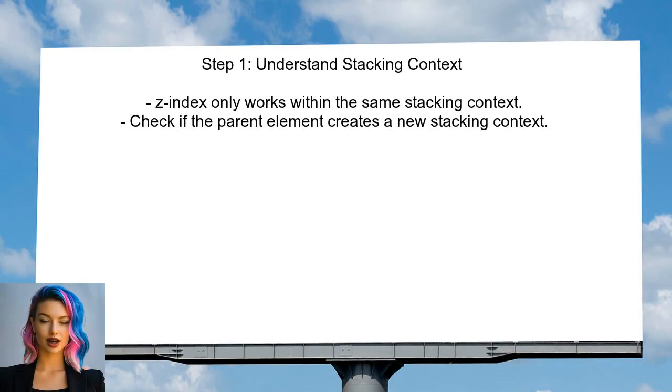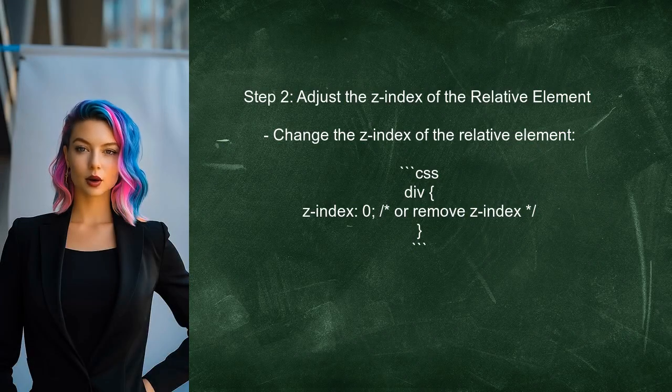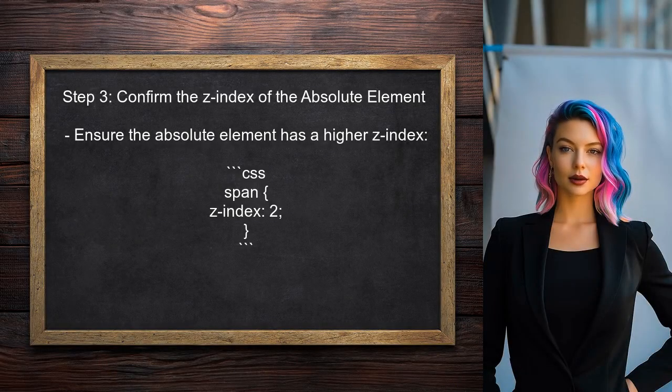To ensure that the absolutely positioned element appears above the relatively positioned one, the user should first check the stacking context. The z-index property only works within the same stacking context. Next, the user can modify the CSS of the relatively positioned element. By setting its z-index to a lower value or removing it altogether, the absolutely positioned element will be able to stack above it. Now, the user should ensure that the absolutely positioned element has a higher z-index than any other elements it needs to overlap.